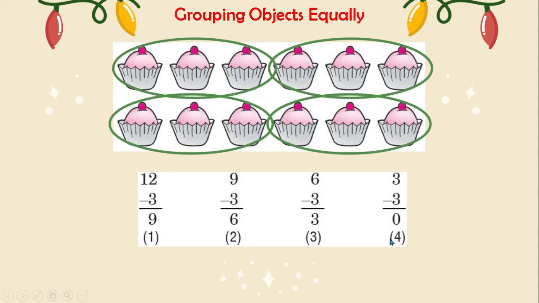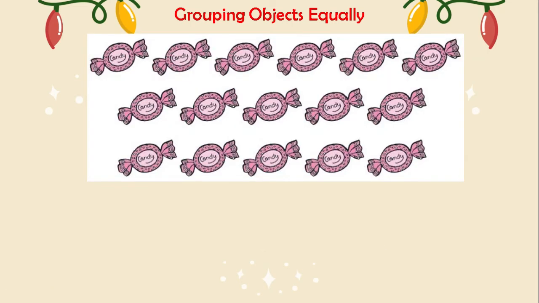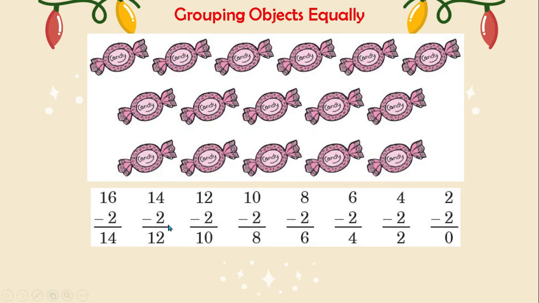Okay? So here's another one. How many candies do we have? Very good. We have 16 candies. Let's subtract it by 2. It shows it like this: 16 minus 2, we have 14. That's the first subtraction sentence, and so on until we reach the difference of 0.